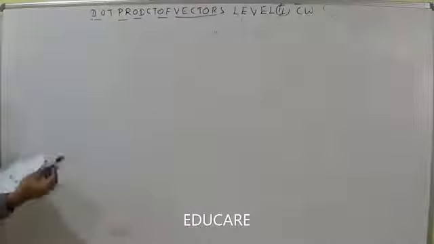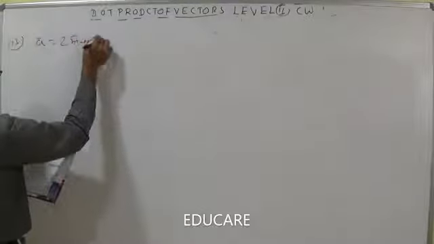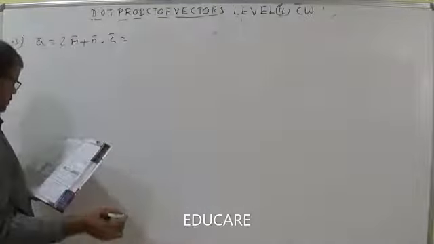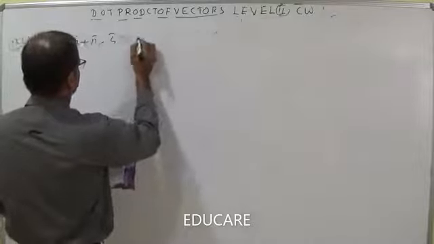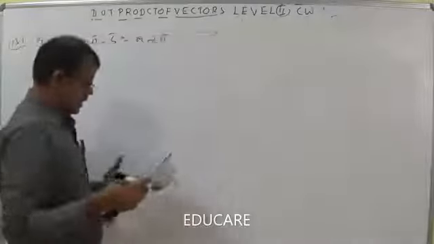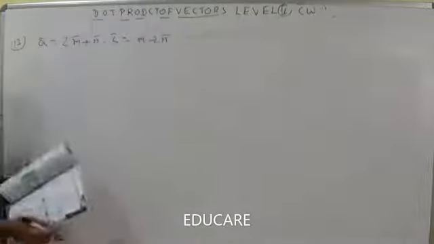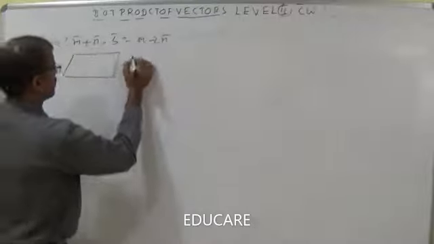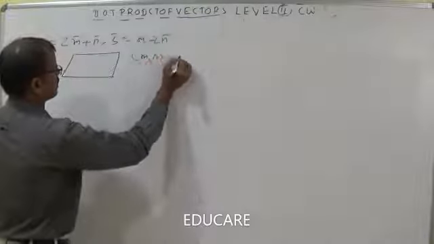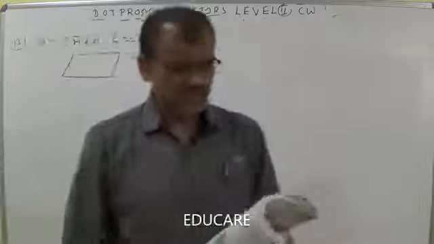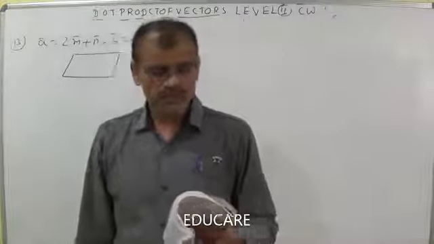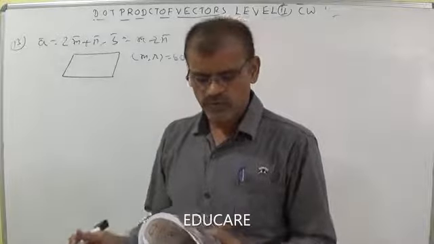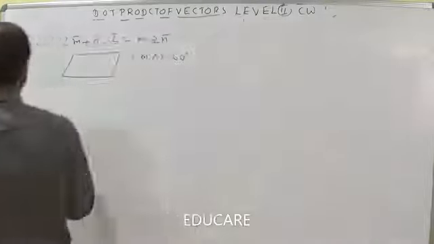A bar, B bar are given as A bar is equal to 2m bar plus n bar, B bar is equal to m minus 2n. The angle between the unit vectors m and n is 60 degrees. So in the same previous model, we can calculate the question. If A, B are the sides of a parallelogram, then the lengths of the diagonals, so the diagonals we should calculate.